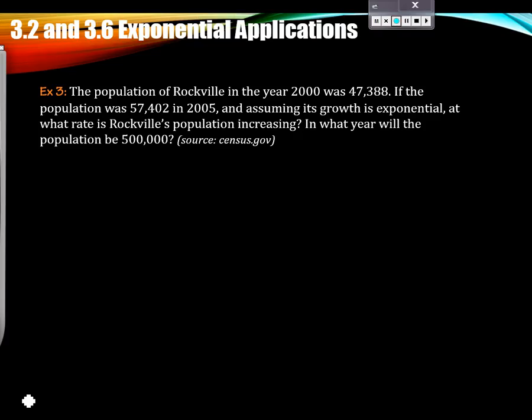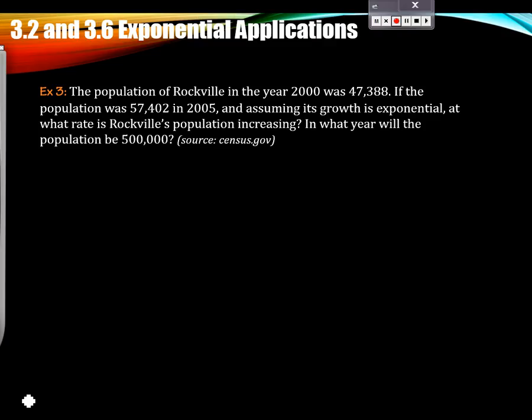Okay. Number 3. The population of Rockville in the year 2000 was 47,380. The population was 57,402 in 2005. Assuming its growth is exponential, at what rate is Rockville's population increasing? In what year will the population be 500,000? Excellent. Okay.